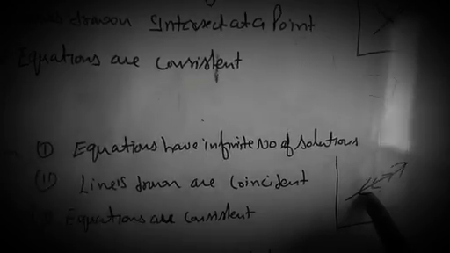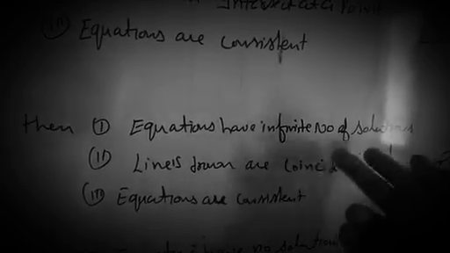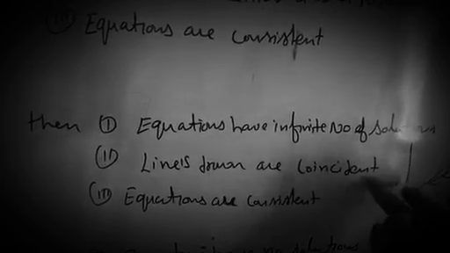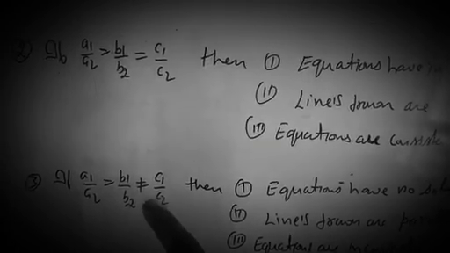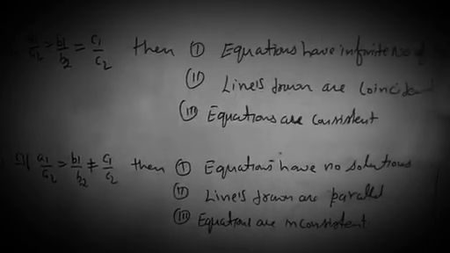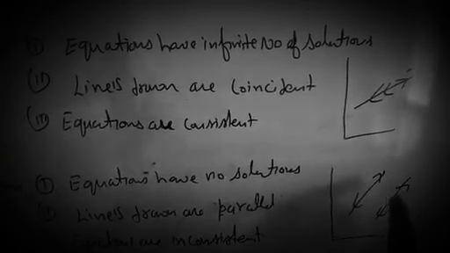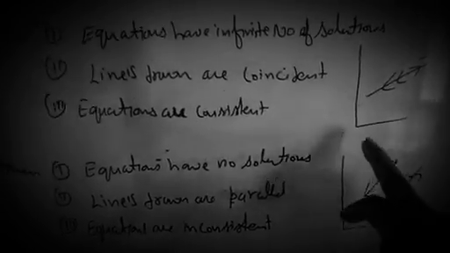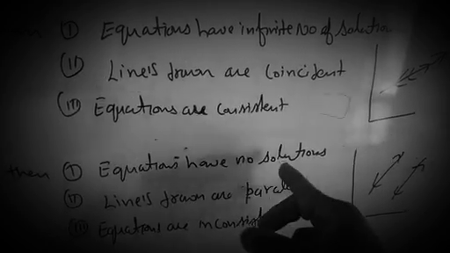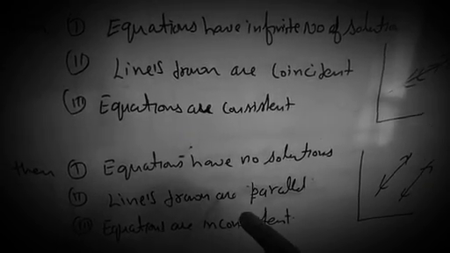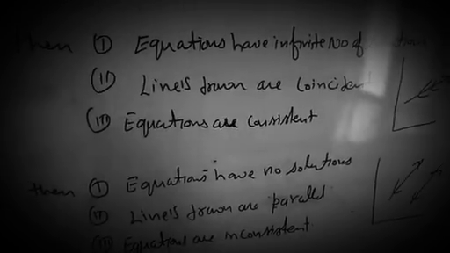So in this type of graph you will get one line on another line, and then the equations are consistent. Why are the equations consistent? Because we are getting solutions here. If a1/a2 = b1/b2 but not equal to c1/c2, then the equations have no solution. No solution means the lines are not intersecting anywhere. If lines are not intersecting, that means those lines are parallel. So the line drawings are parallel, and if no solution exists, that means the equations are inconsistent.